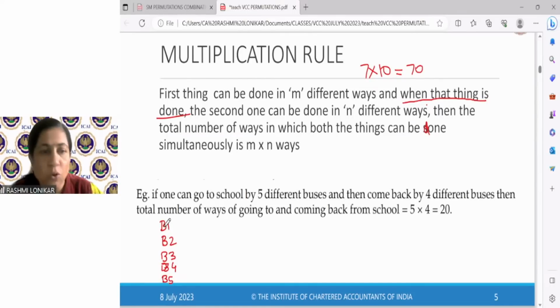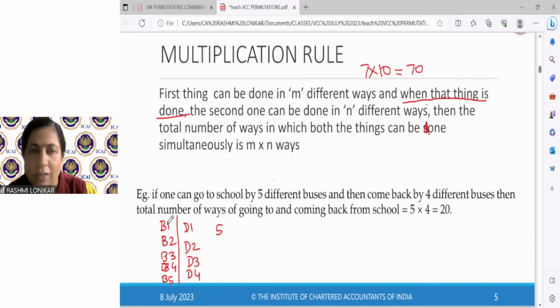So when I go to school, I can take either of these buses. So what is the option that I have? There are 5 buses I can choose from. But while coming back, what is happening? The buses are different. Okay. So in that case, I suppose I have D1, D2, D3, and D4. So what can the combination be?